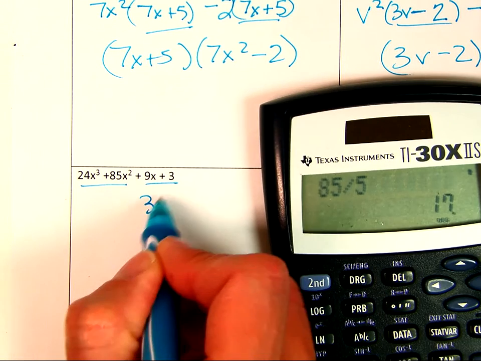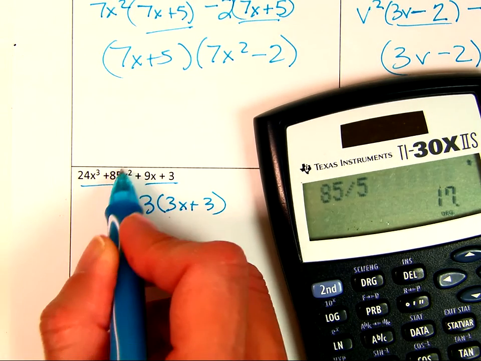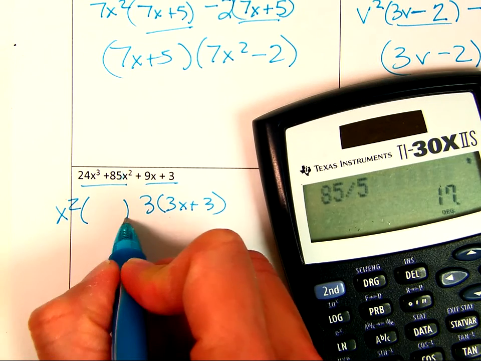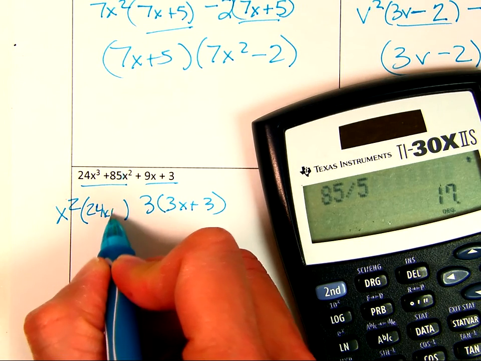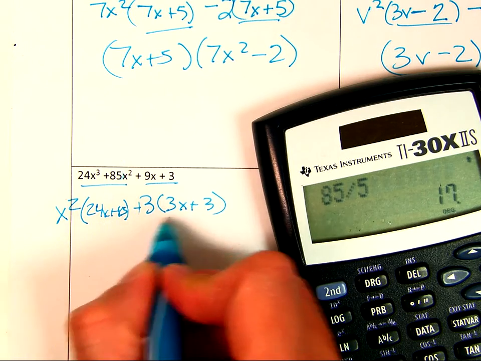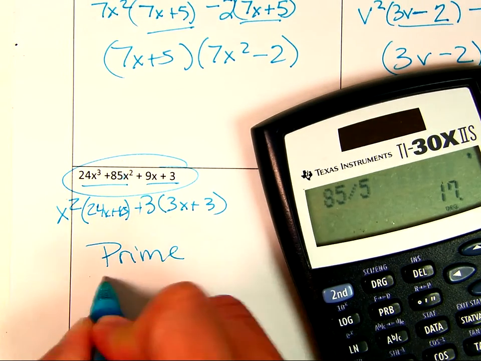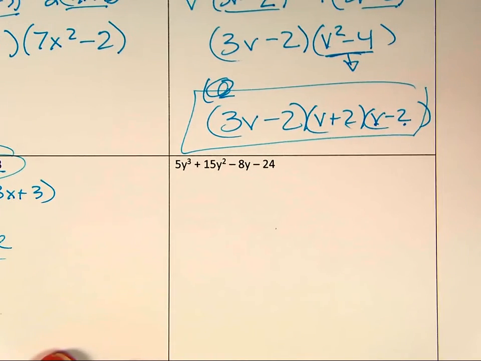There's a 3 here, right? And sometimes you might have a prime. There's no 3 there. If this was something different, there's an x squared, right? We can take an x squared out, I suppose. Let's take an x squared out. And we get 24x plus 85. Those aren't the same. So then we just say, oops, okay, that doesn't work. That's prime.